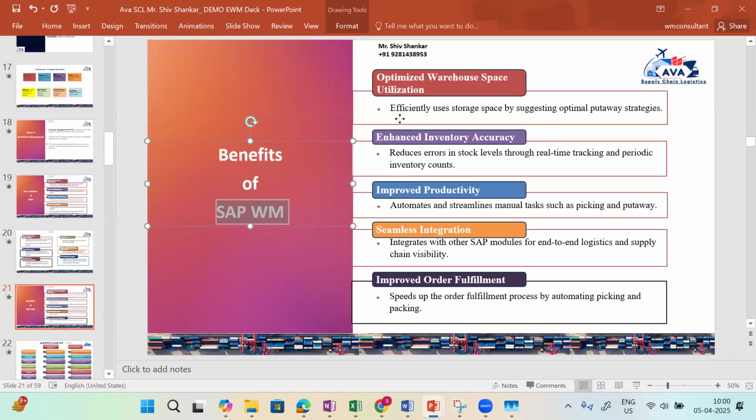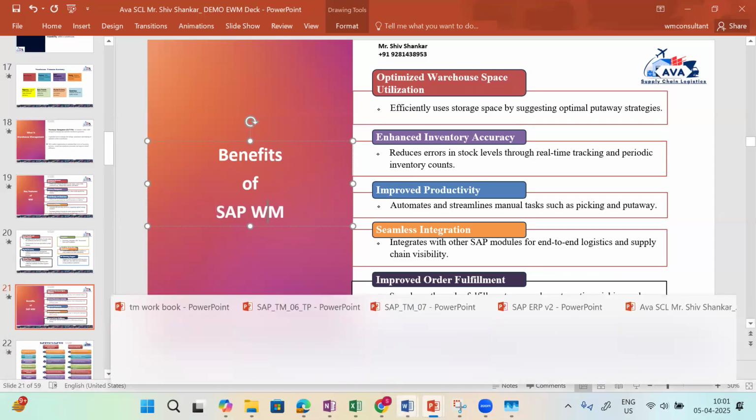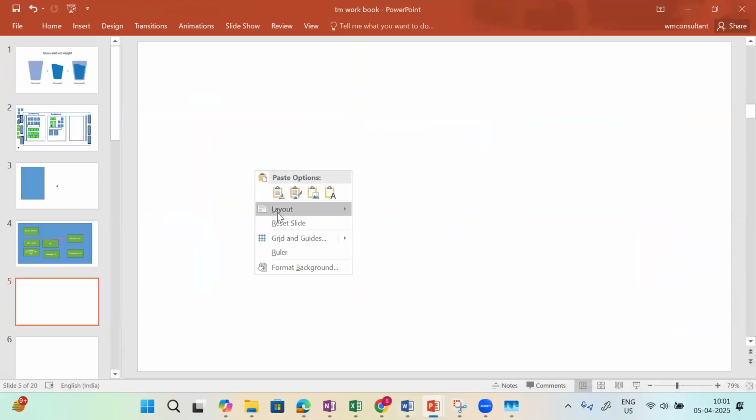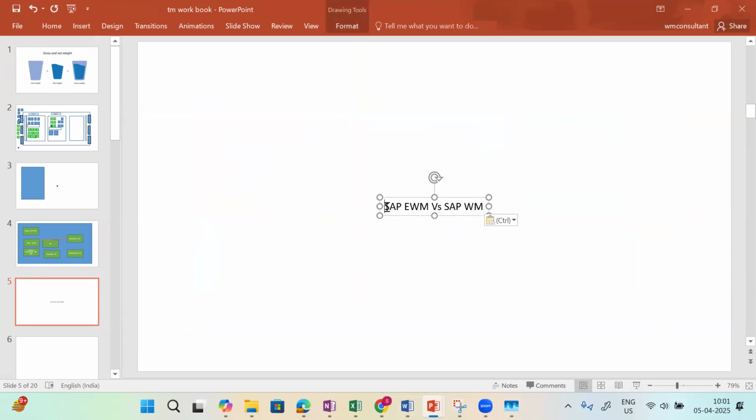Then let us talk about what customization is. There are two things: customization and configuration. You need to know the difference between configuration and customization. Now let us say I bought cloth.